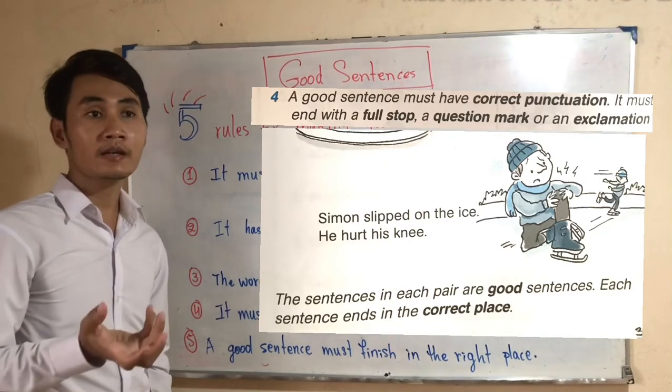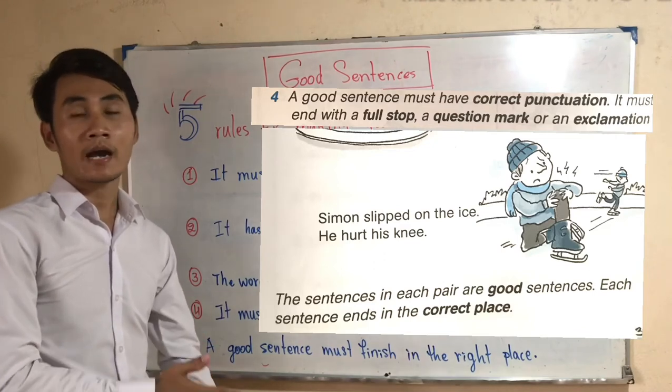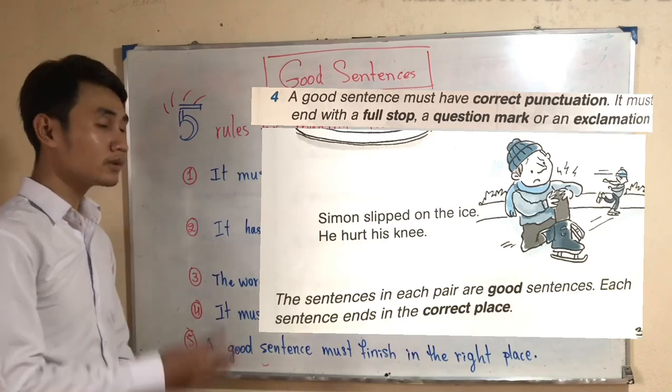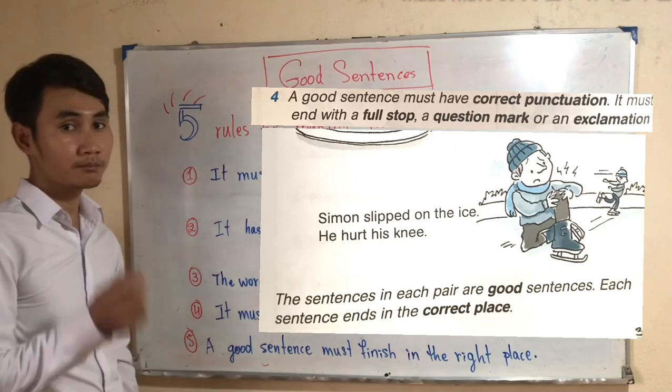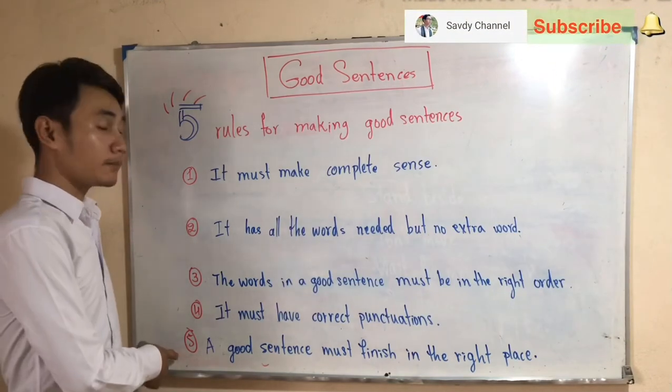Okay, where are they used? How to use all of them? So rule number 4 is about punctuation. Put the right punctuation in your sentence.